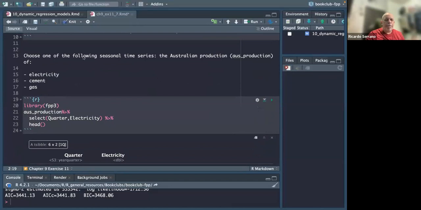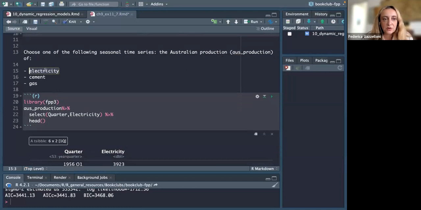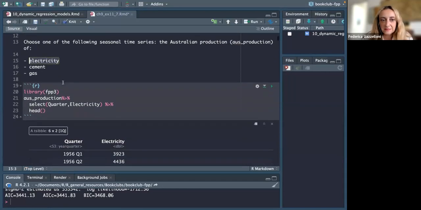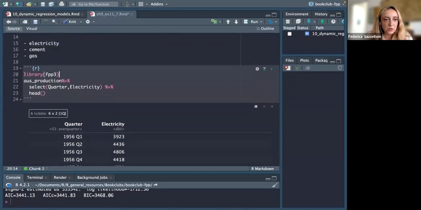That's good. Okay, so the exercise asks to choose one of the following seasonal time series from the Australian production data set. We can choose between electricity, cement, or gas. So I started with electricity, just to see what's in there. We load the library fpp3. As soon as you load the library, you have the data set available.